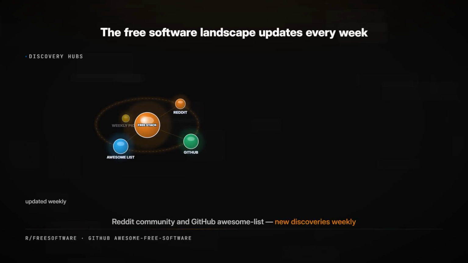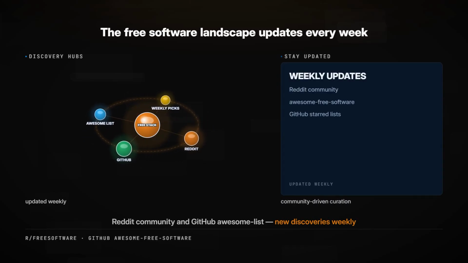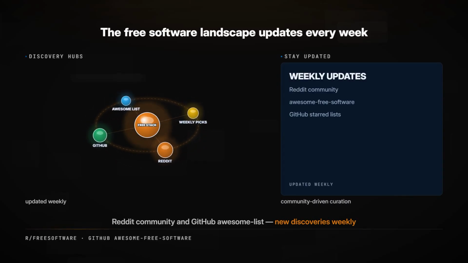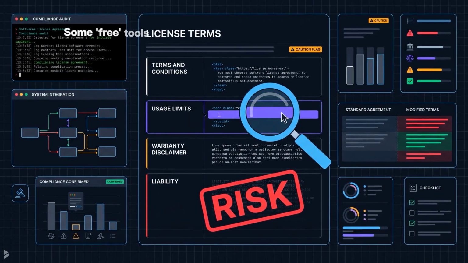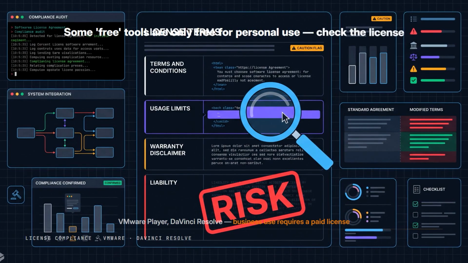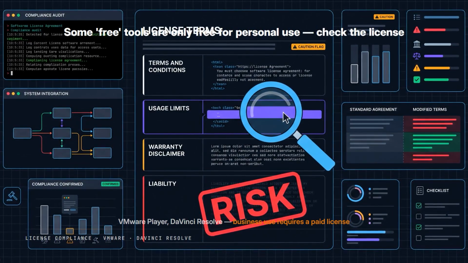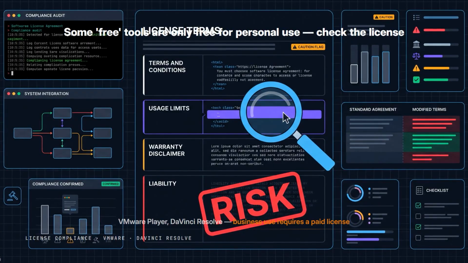The free software landscape keeps evolving. Check the Reddit community and the awesome free software list on GitHub. They're updated weekly with new discoveries. One important reminder: some free tools are only free for personal use. VMware Player and DaVinci Resolve are examples. If you're in a business, double-check the license.